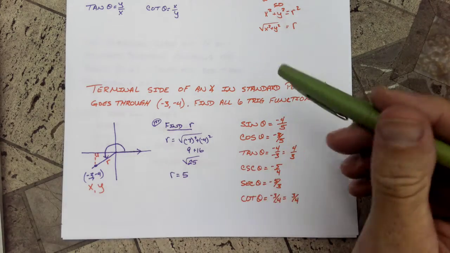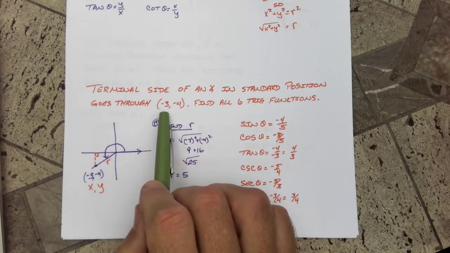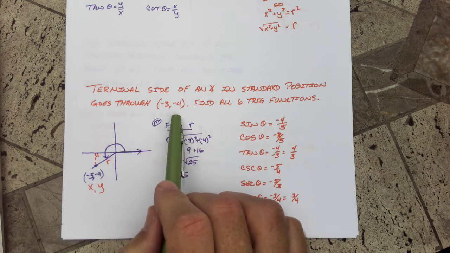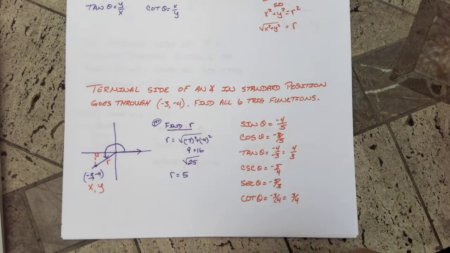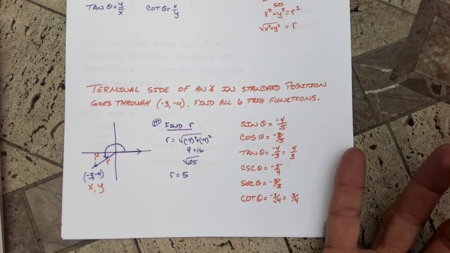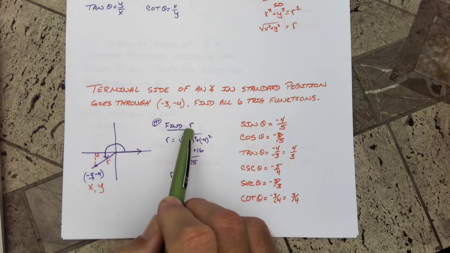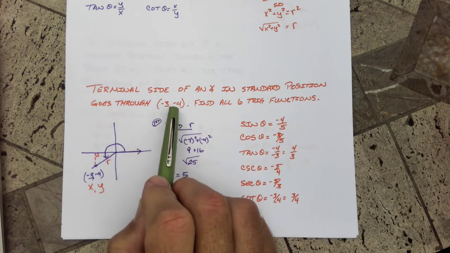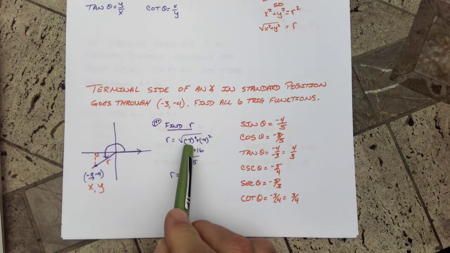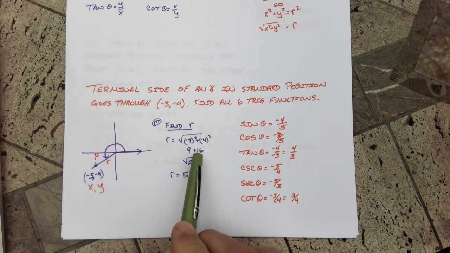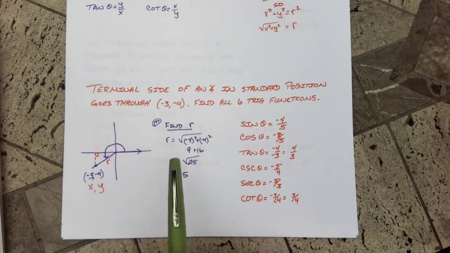The terminal side of an angle in standard position goes through negative 3, negative 4. So there's a point it's going through. Find all six trig functions. So practice. Step 1, find r. X squared plus y squared: negative 3 squared plus negative 4 squared. So 9 plus 16 is 25. Square root of that is 5. So now we know what r is.